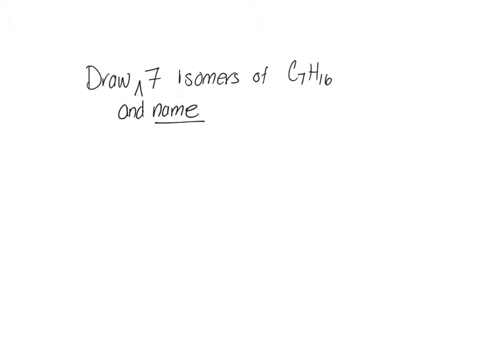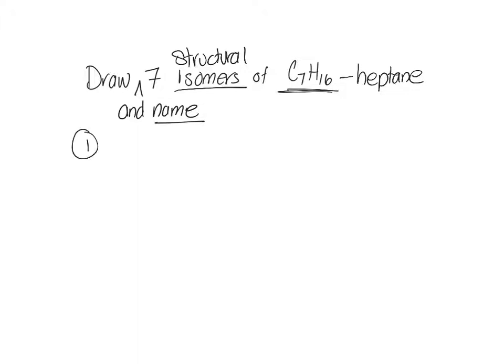Okay, so draw 7 isomers of C7H16, and these are structural isomers. So the easiest one to draw for this one is, this is actually the formula for heptane, right? So the easiest one to draw for this one is heptane.